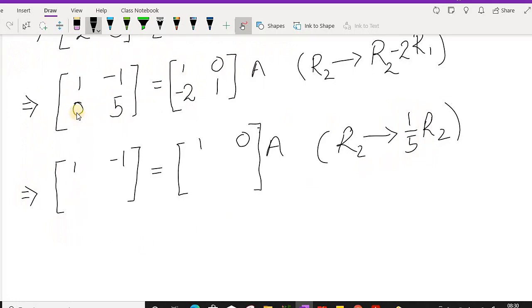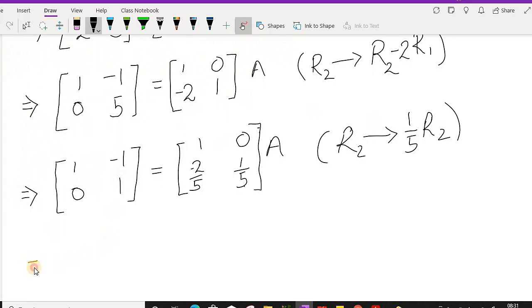Okay, that's it. Now multiplying by 1 by 5: 0 into 1 by 5 you will get 0. 5 into 1 by 5 is 1. Minus 2 into 1 by 5 is minus 2 by 5, right? Next, 1 into 1 by 5 is 1 by 5. Okay, so I got a 1 here. Whatever else is there, we don't care, but our aim is to get a 1. Now you only have to make this one 0.